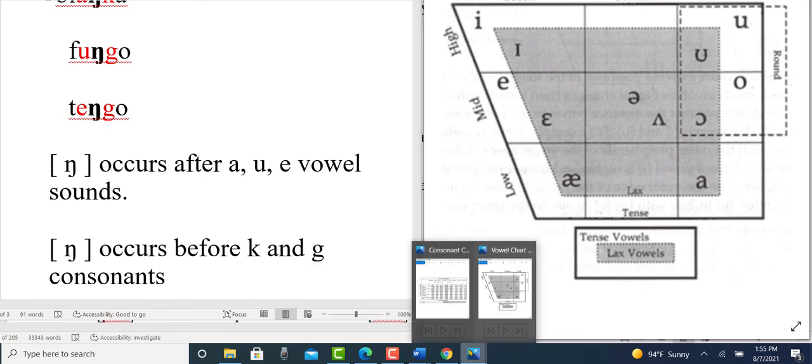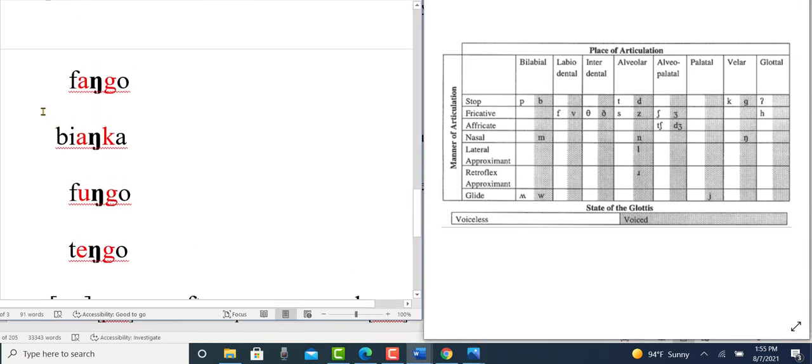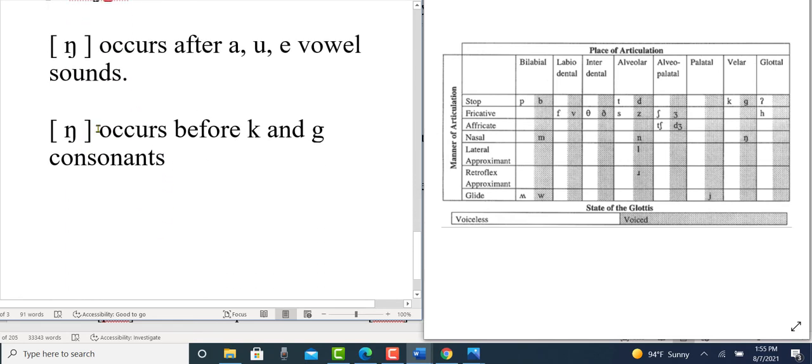However, if we take a look at the consonant chart, it looks like in all these cases the eng is occurring before the G or the K, either of those two sounds. So we can say that the eng occurs before the K and the G. And if we look over here, there's a pattern, right? These are both velar stop consonants, voiceless and voiced. So that looks like a pattern, and you can see where the eng is in the same category here.